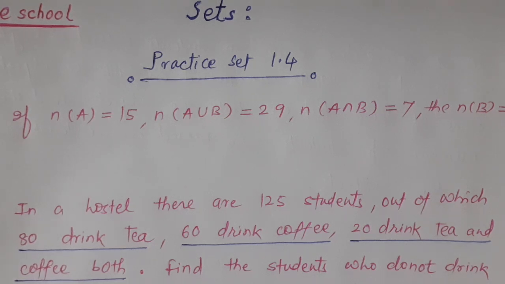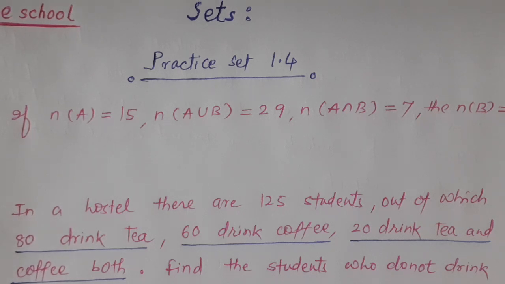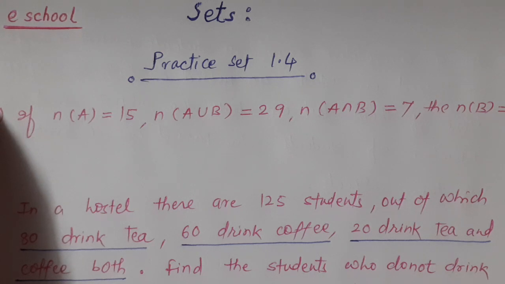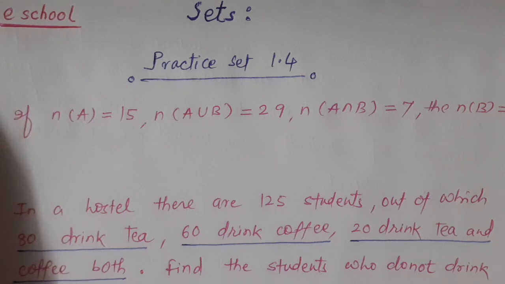Before this practice set 1.4, we have already uploaded different videos regarding theory of sets, types of sets, Venn diagram, then union, intersection of set, disjoint of set, and now we are seeing practice set 1.4.